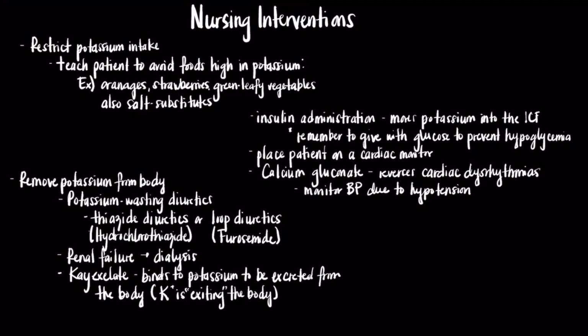Because of potassium's huge role in cardiac muscle contraction, always place patients on a cardiac monitor. When a patient is experiencing cardiac dysrhythmias, administer calcium gluconate, as this can reverse cardiac muscle excitability from high potassium. But remember to monitor a patient's blood pressure, as fast administration of this medication can cause low blood pressure.